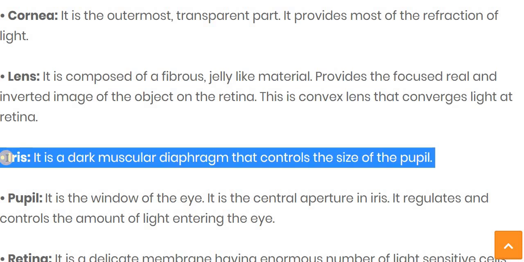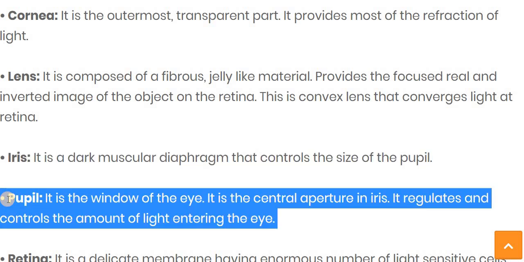The third part of the eye is the iris. The iris is a dark muscular diaphragm, and the function of the iris is that it controls the size of the pupil according to the light source, according to the vision.